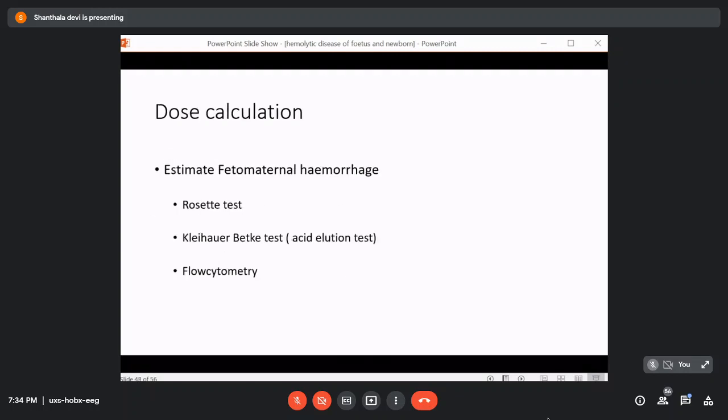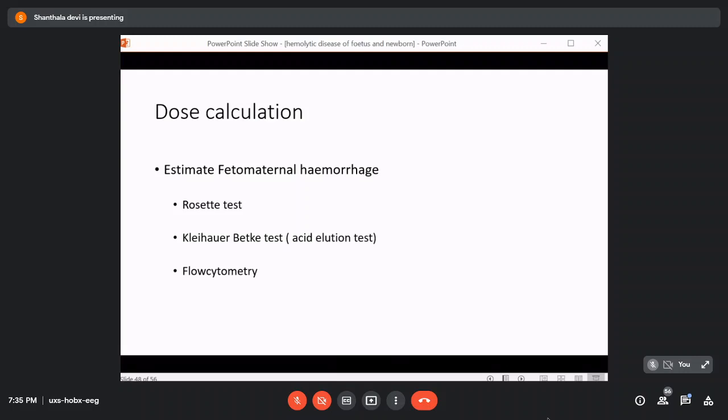How do you calculate the dose? For that, we need to estimate the fetomaternal hemorrhage. Generally, in day-to-day practice, a standard dose of 300 micrograms is given, which takes care of around 30 ml of fetomaternal hemorrhage into the maternal circulation. However, there are instances where there is a higher fetomaternal hemorrhage, and then you may need to give a higher dose.